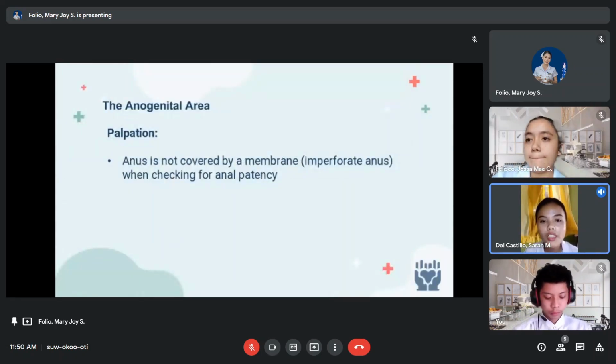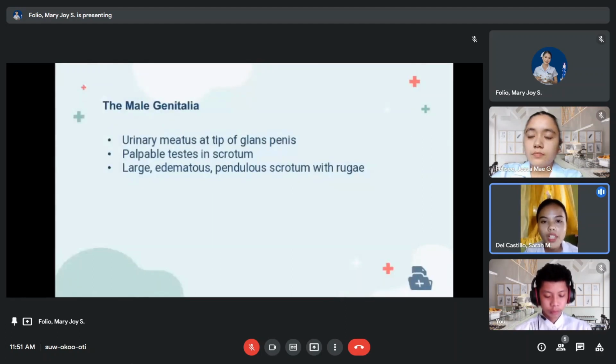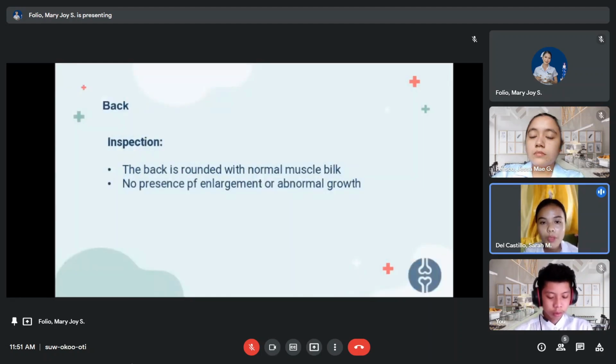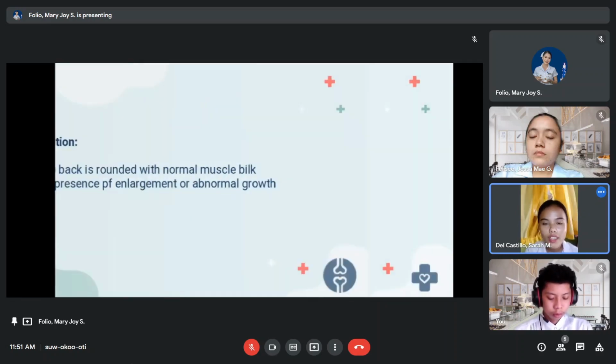So next. For the anogenital area, upon palpation, anus is not covered by a membrane, so no imperforate anus, when checking for anal patency. So next. For the male genitalia, urinary meatus at tip of glans penis, palpable testis in scrotum, large, edematous, pendulous scrotum with rugae. Next. For the back, upon inspection, the back is rounded with normal muscle bulk, no presence of enlargement or abnormal growth.